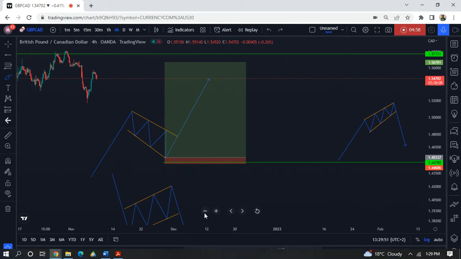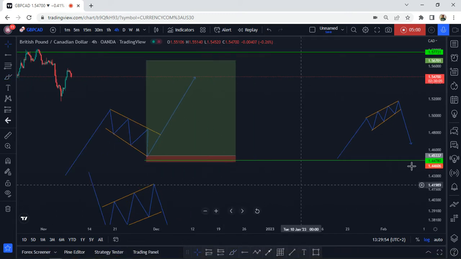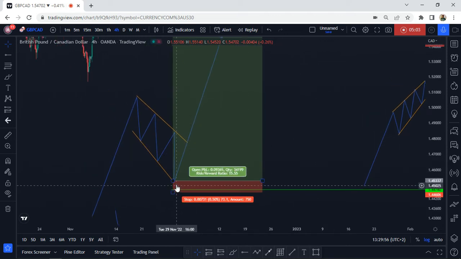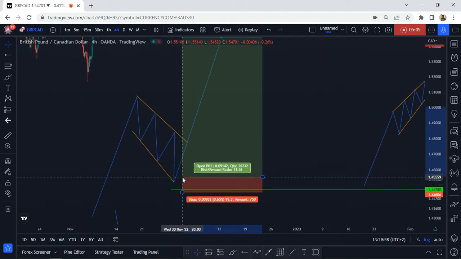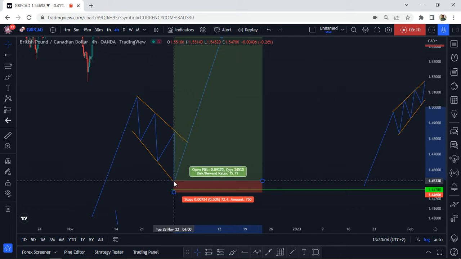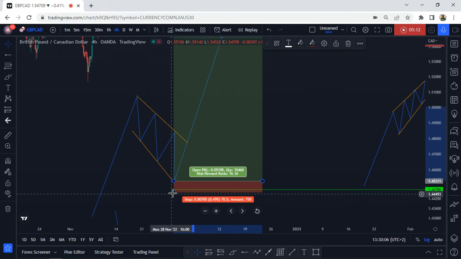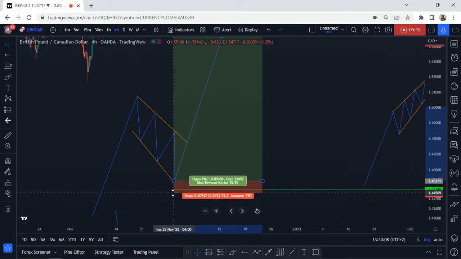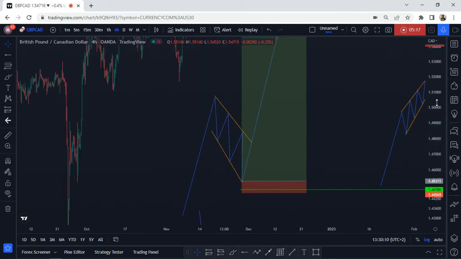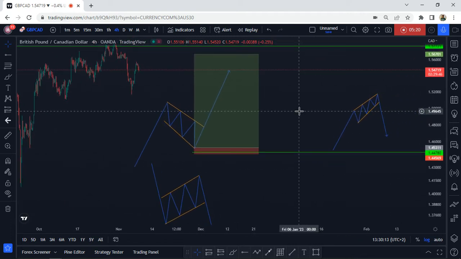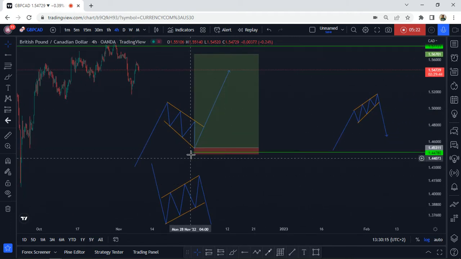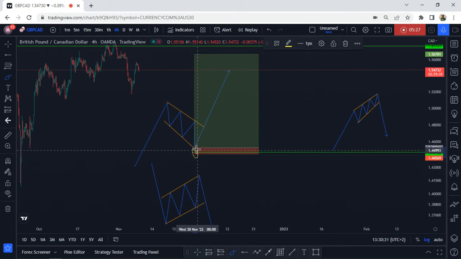We can spot another difference between these two types of entries, guys, when it comes to risk management. If you check this one here, if we take a risk entry, our stop loss is gonna be tight, meaning if the market were to go against our direction, we're gonna lose a little, because our stop loss is tight here.